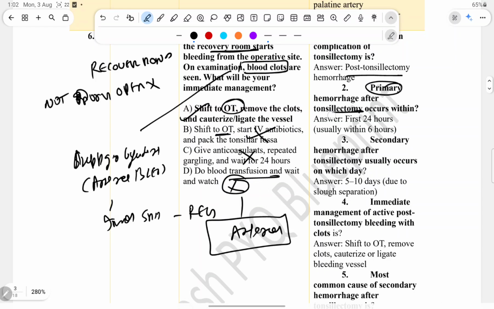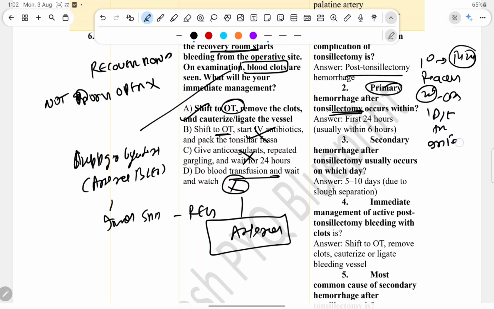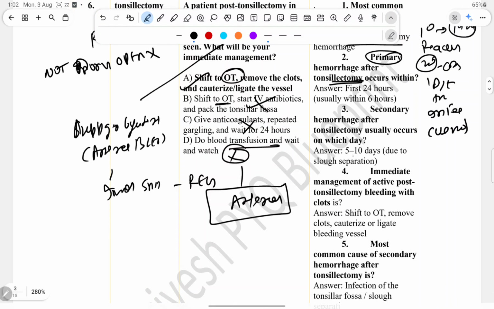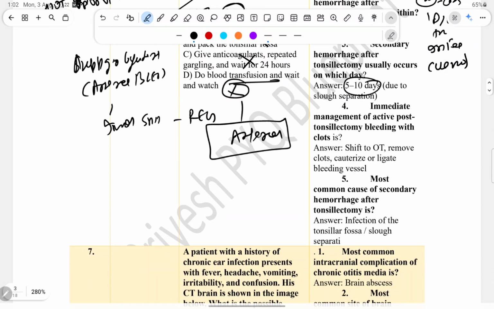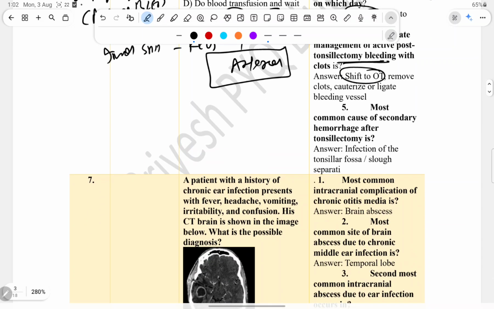Primary hemorrhage occurs after how many hours? Hemorrhage can be reactionary, primary, and secondary. Primary is within the first 24 hours. Secondary is after days, due to infection, and venous involvement is there. Secondary hemorrhage occurs after 5 to 10 days due to slow separation of the slough. Immediate management of active post-tonsillectomy bleeding with clots is to shift to the OT and religate. The most common cause of secondary hemorrhage after tonsillectomy is infection of the tonsillar fossa.